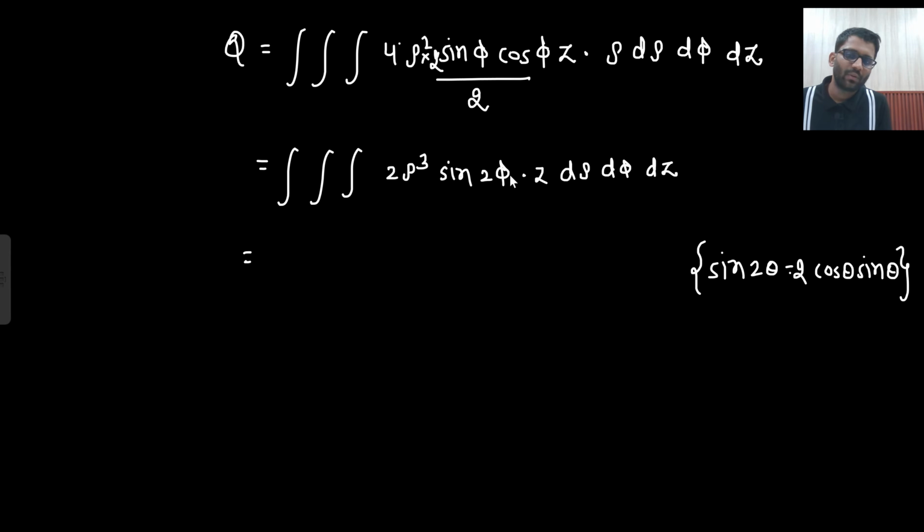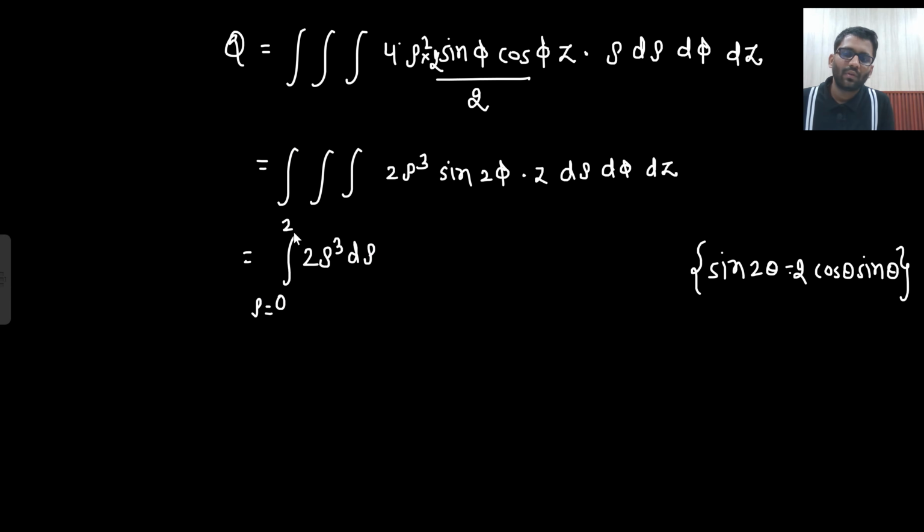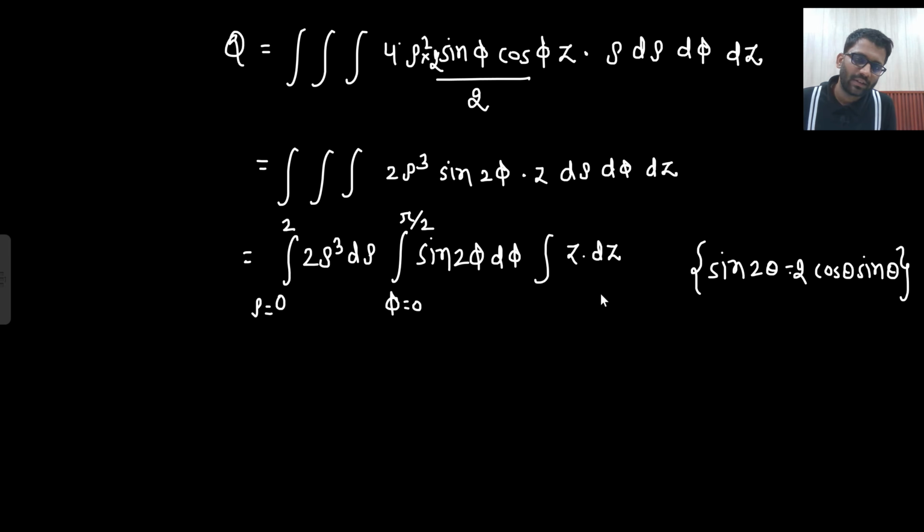Now what did you get to know? The limits of rho you can put aside. So rho is going from 0 to 2. What about phi? Phi is going from 0 to pi by 2, and z is going from 0 to 3.